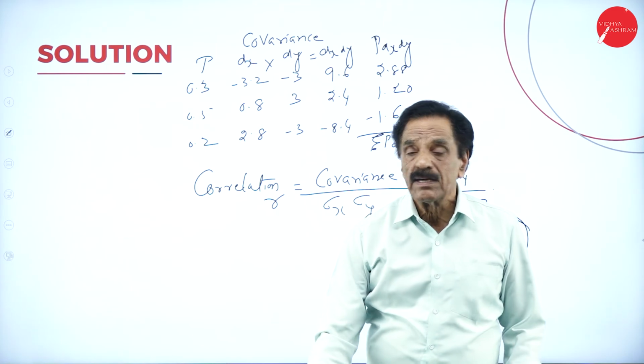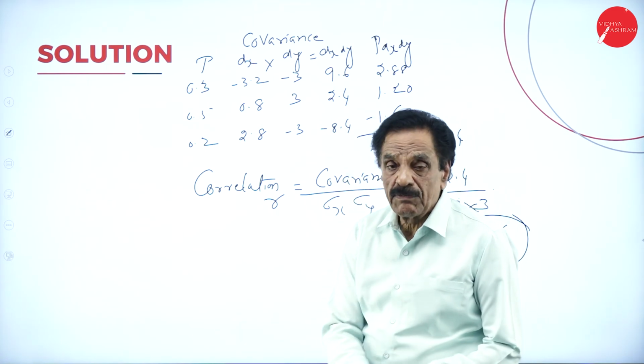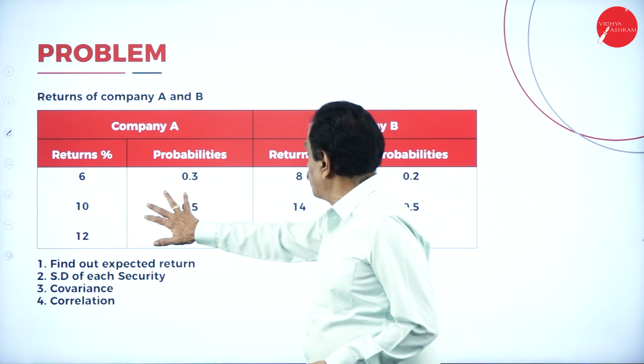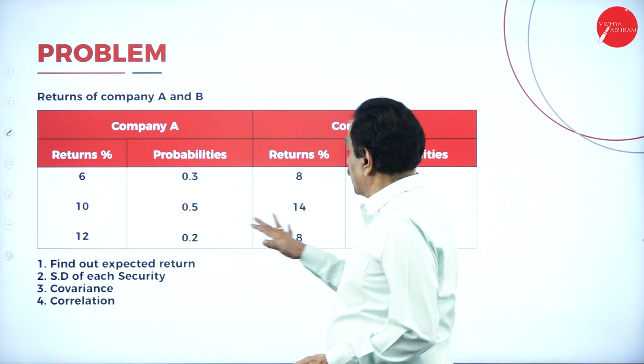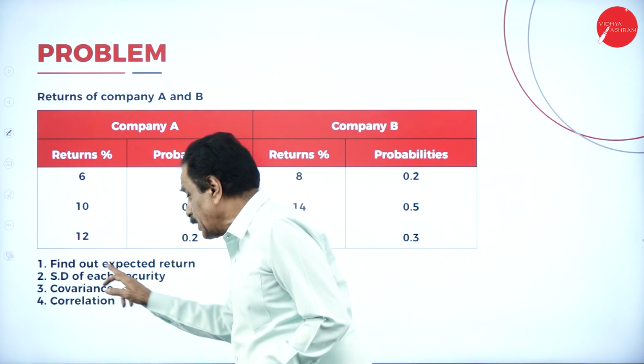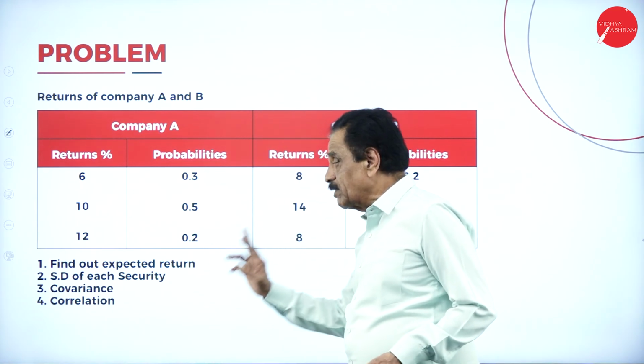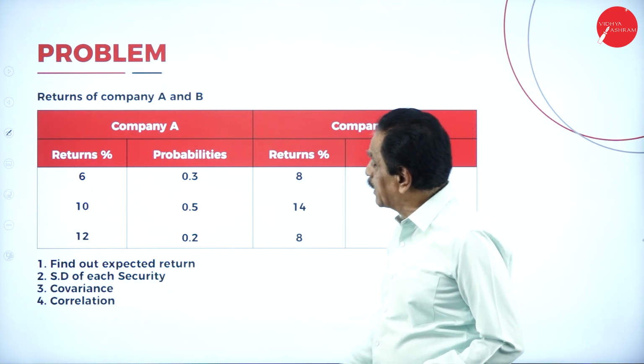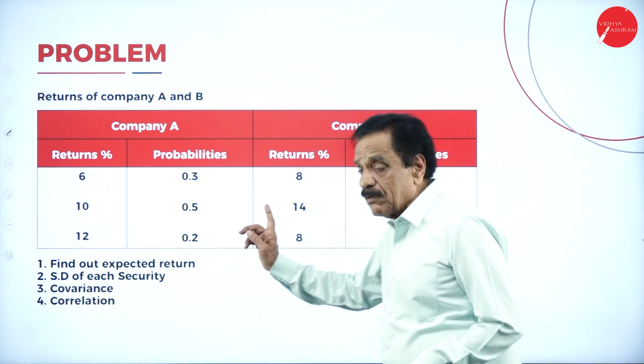So here it is very simple, a 15 marks question. You have the company returns and probabilities, you take this probability, we have calculated the expected return, the covariance, and we find the correlation. Everything we have calculated for company A and company B.